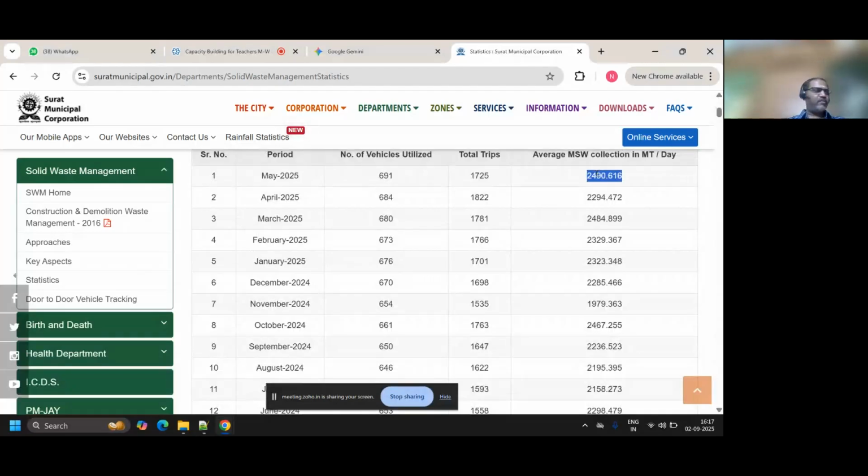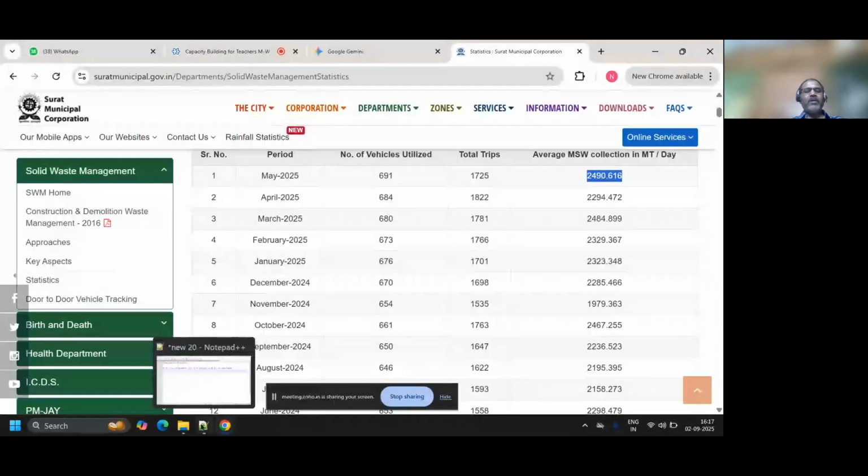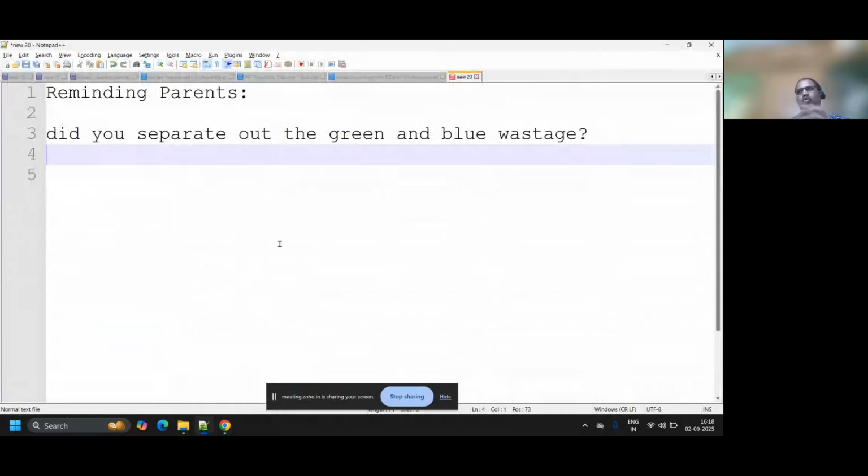Imagine Vijayawada, imagine Hyderabad, Vizag, Chennai, Bombay, Kolkata. Every tier 1 city, every tier 2 city, every tier 3 city is collecting this much garbage. But you cannot put all the garbage in one basket and then throw. It is going to be a nightmare for the municipality.